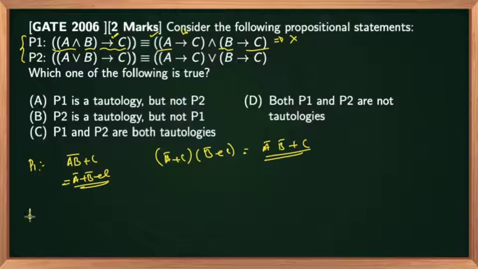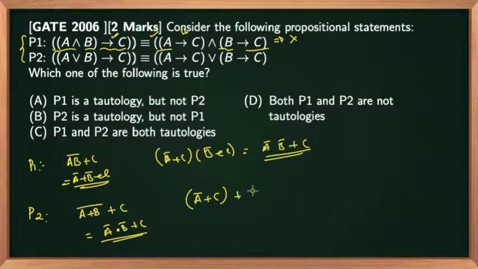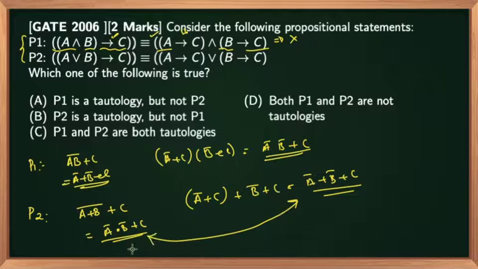Now let's see the statement P2. P2 says A or B implies C, right? So that's equal to A bar into B bar plus C. Now if you see the right hand side, it is A bar plus C, plus B bar plus C. So that's equal to A bar plus B bar plus C. See, these two are not equal. That means both P1 and P2 are not tautologies. Answer should be D.